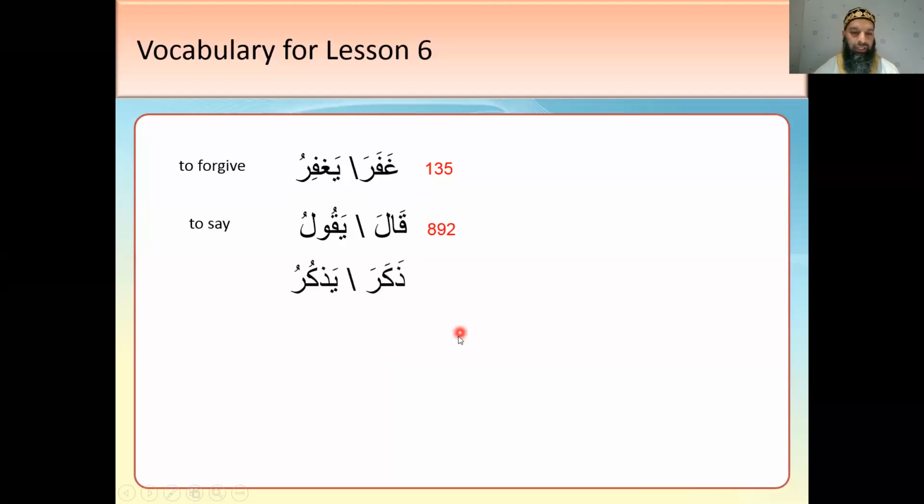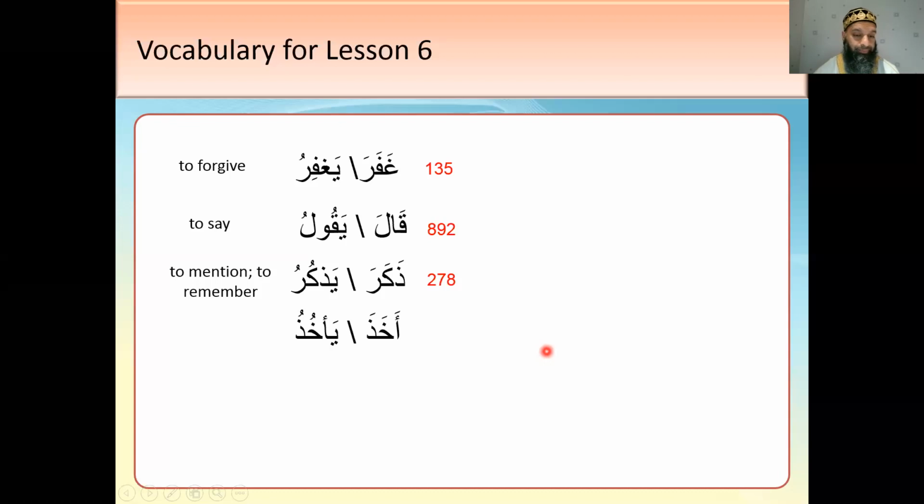Look, 892 times that this combination, qala, roughly, it comes all over. So definitely learn that. ذكر يذكر. We do dhikr of Allah. Good. Right, to remember. So he remembered, he remembers. Good. 278, lots.